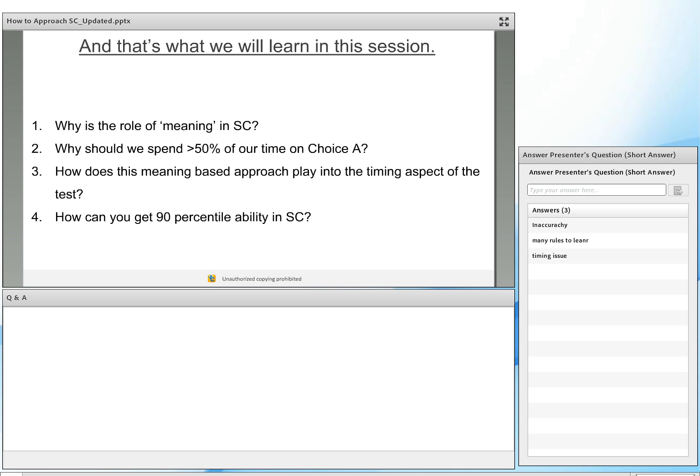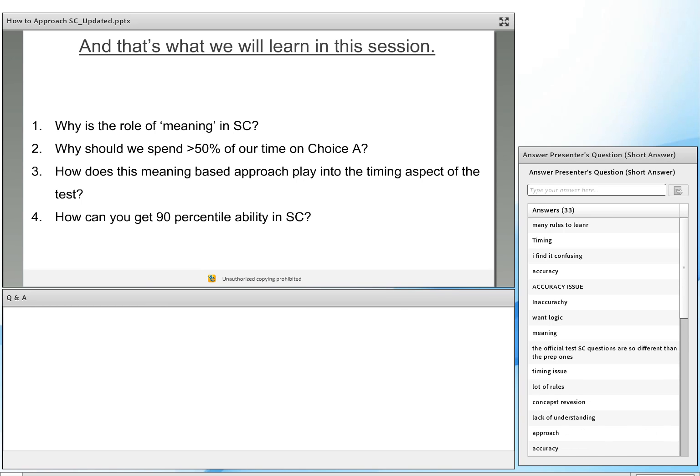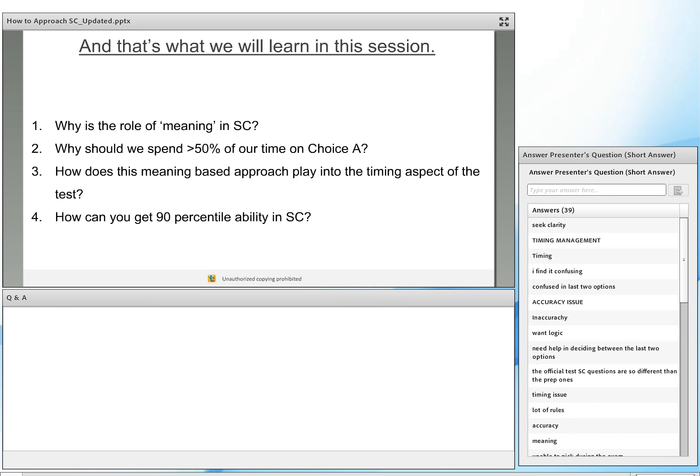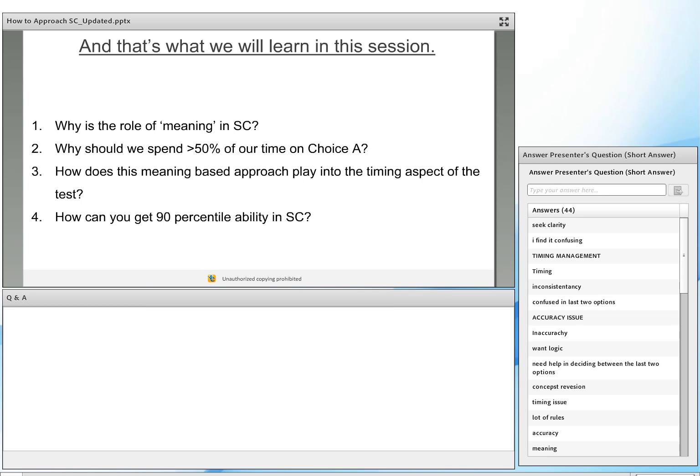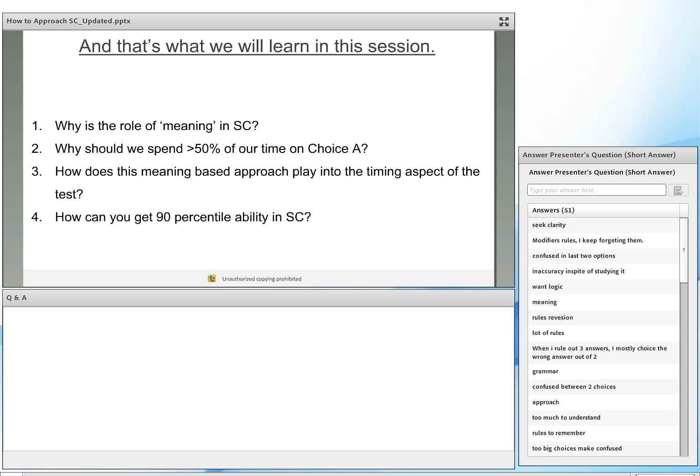Many rules to learn, inaccuracy, lots of rules, 700 to 800 questions, not able to apply the concepts, want logic, find it confusing, modifier rules. Okay, all right, I see clarity. That's good. And again, you are at the right place. Why? Because yes, there are these grammar rules that you need to know, but those are just means, and I'll get to that. But it's good to know where you guys are at right now.